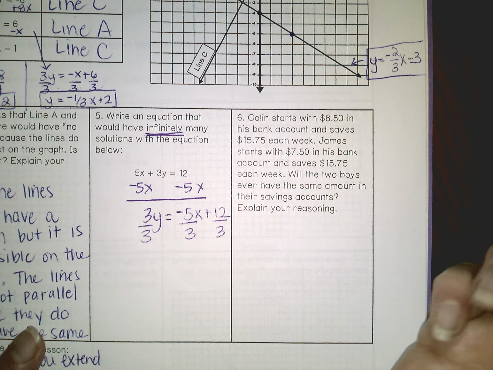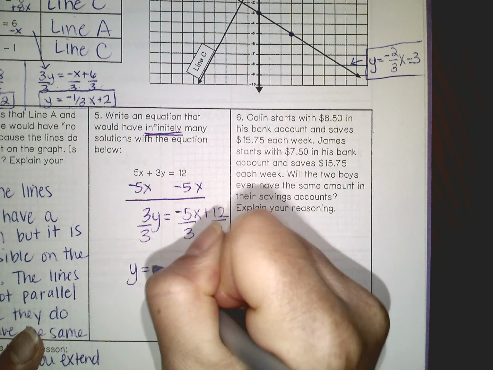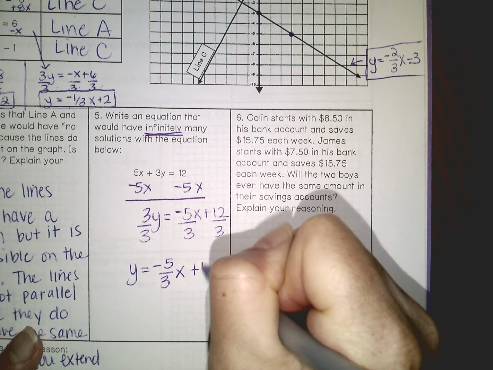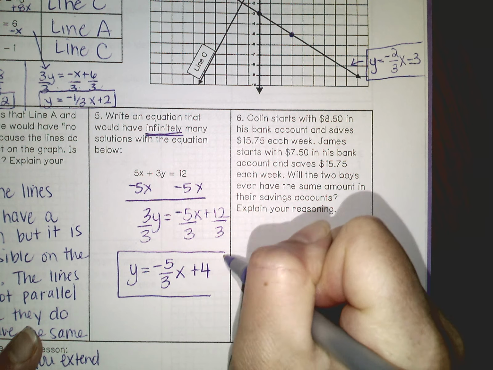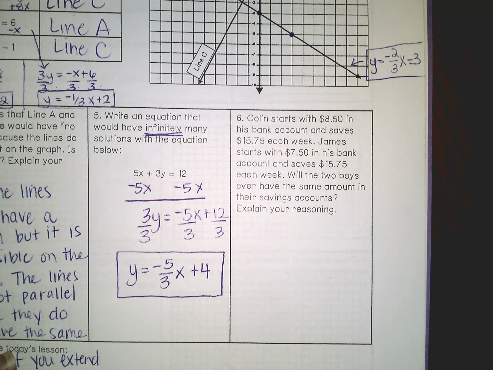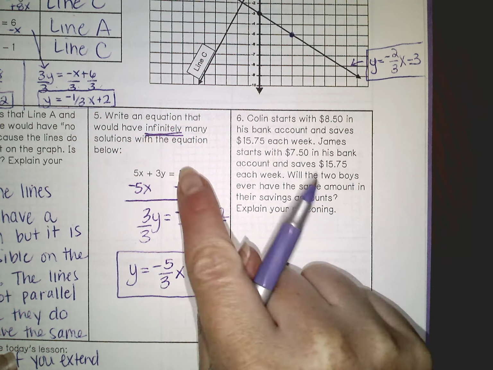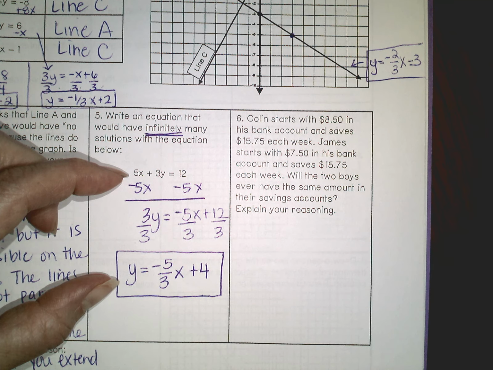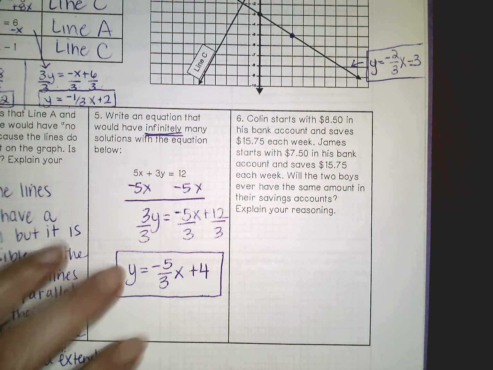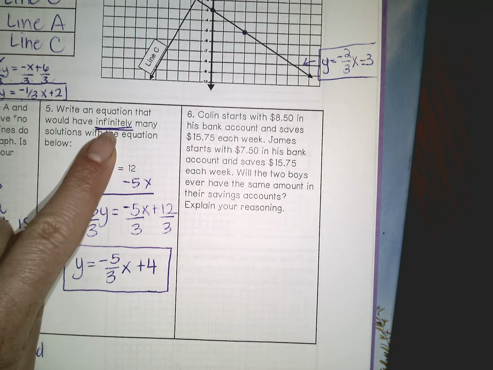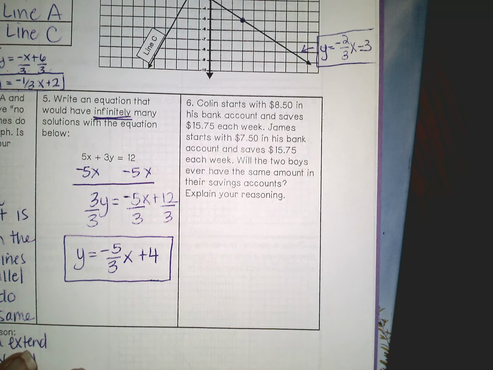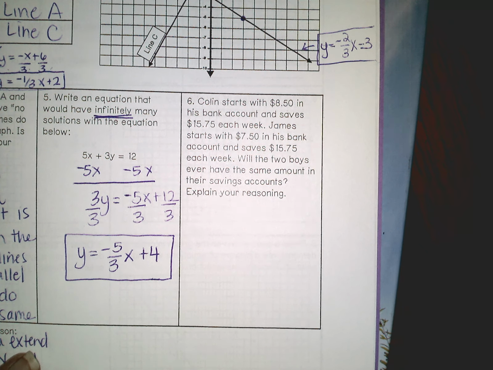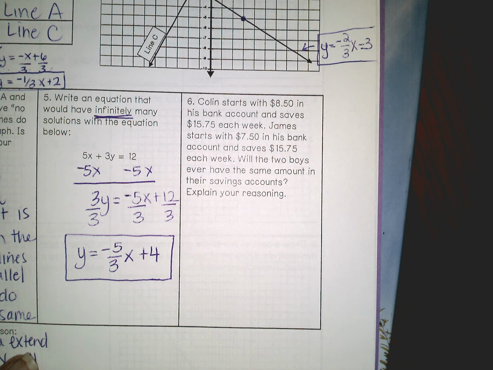So subtract your 5x on both sides. You're left with 3y equals negative 5x plus 12. Divide all of your terms by 3. And you get a simplified slope-intercept form of y equals negative 5/3 x plus 4. So these two lines would have infinitely many solutions because they are equivalent. They're just written in different forms. So they would have the same slope and the same y-intercept. Okay? So those would be drawn one right on top of another and have infinitely many solutions.